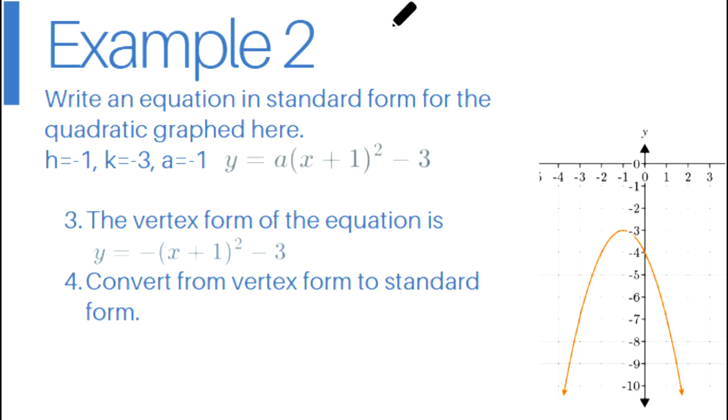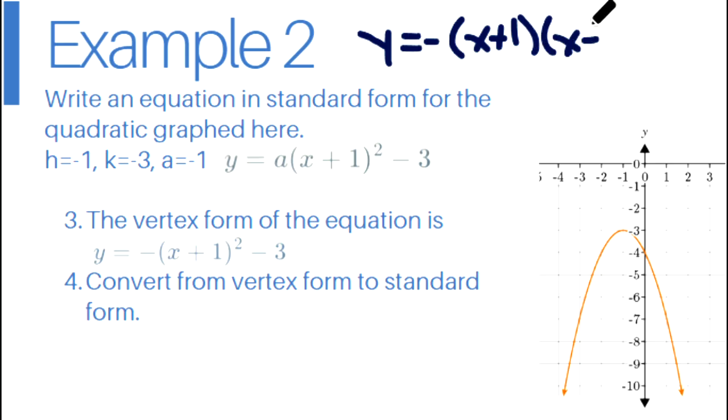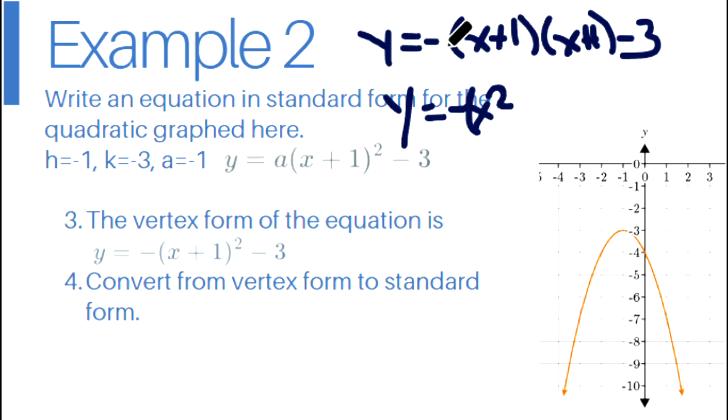So in order to do that, we're going to go y equals, we're going to keep the negative, we're going to expand our square, so it's x plus 1 times x plus 1, and get that 1 in there, and we're going to keep our minus 3. Now we have y equals, keep the negative, we have x squared. Let's get our parentheses back in there. We have 1x and we have 1x, so 2x. And then we have 1 and 1, which is 1 plus 1, close the parenthesis, minus 3.